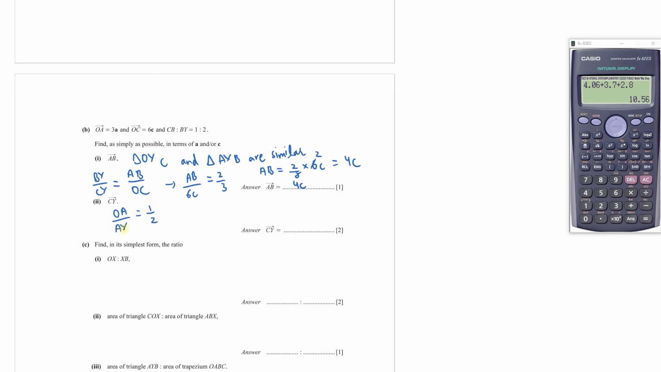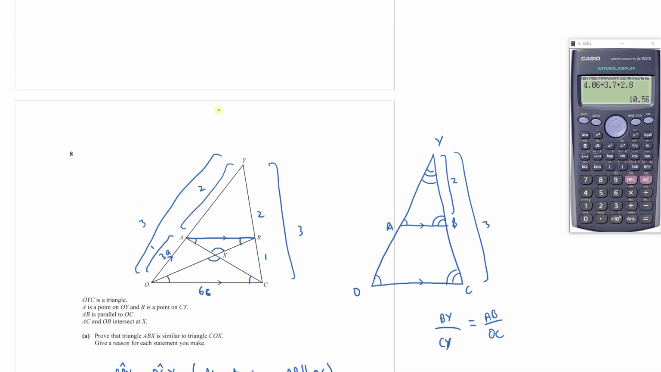So I need to find the value of AY. If I cross multiply, I get AY equals 2 times OA. And we are given OA is 3A. So this will be 2 times 3A, which is 6A. So AY vector is 6A. So this here will be 6A.